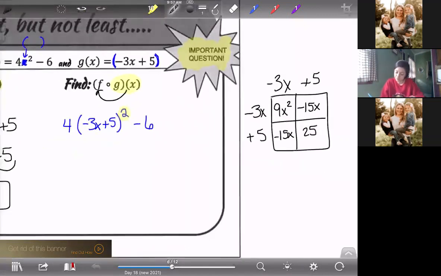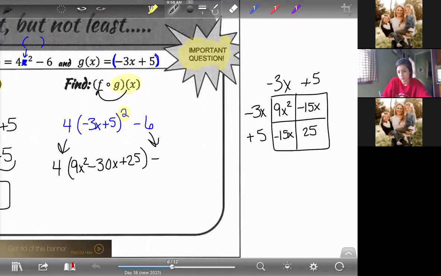So when I jump back over to my problem, we haven't done anything with this 4, so we're going to bring it down. We have simplified the negative 3x plus 5 squared, and that's giving us 9x squared minus 30x plus 25. And similarly, we haven't done anything with this minus 6.